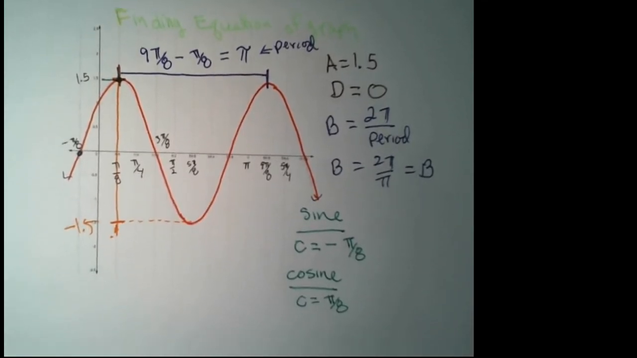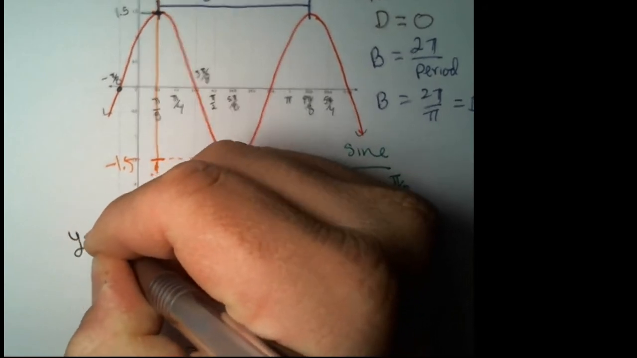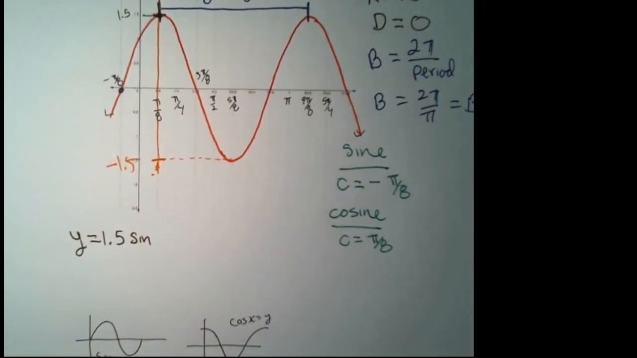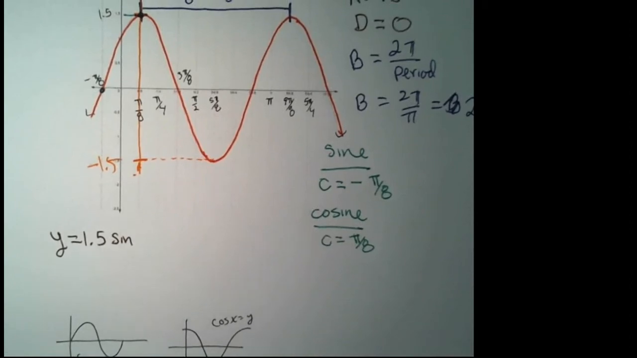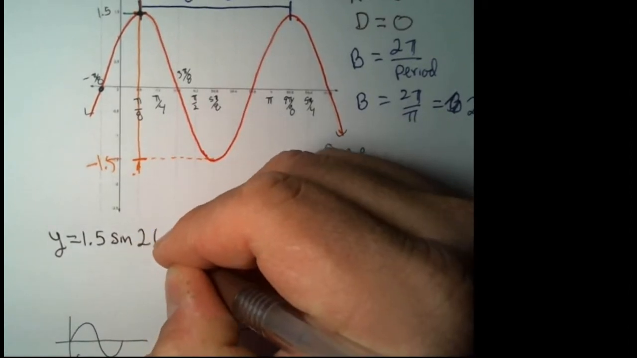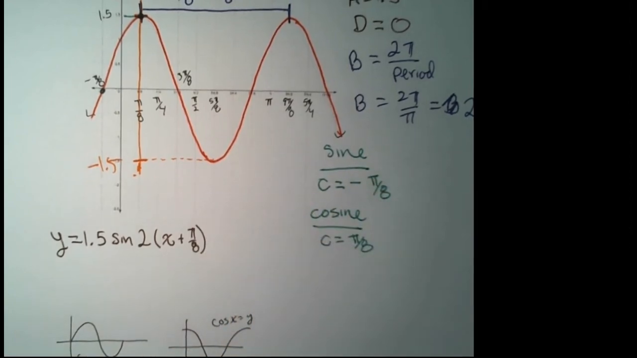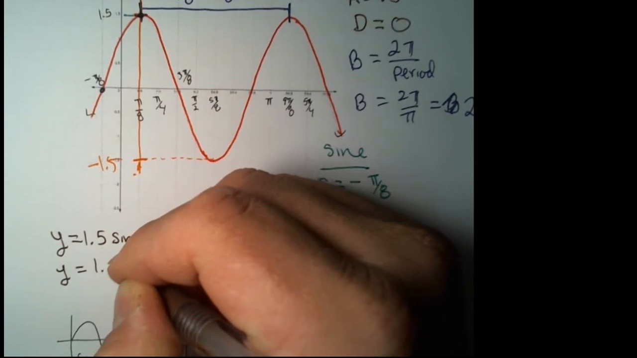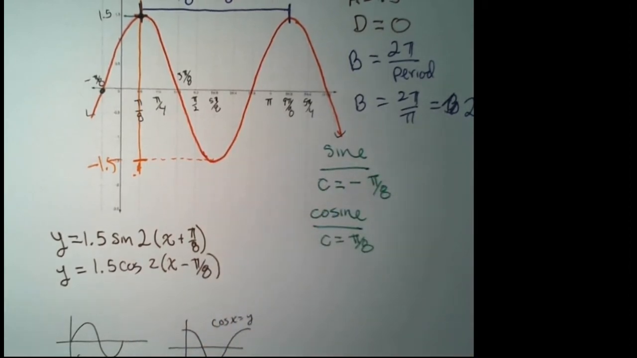So we're going to have sine, and B was 2. Excuse me, I miswrote this over here. This should be 2. So we have sine of 2x, and in this case plus pi over 8. D is 0, so there's nothing to put there. There's no up and down shift. And for the cosine, 2x minus pi over 8. Those would be both of our equations.